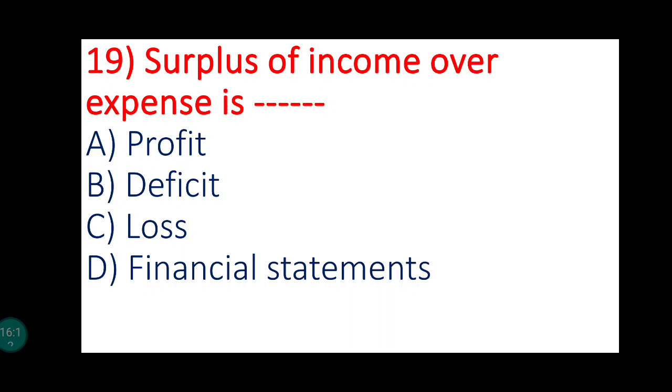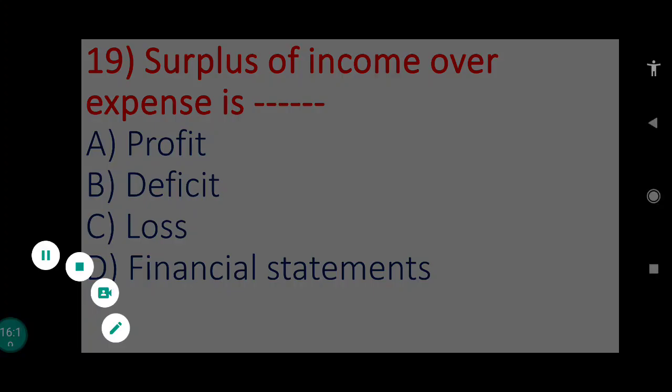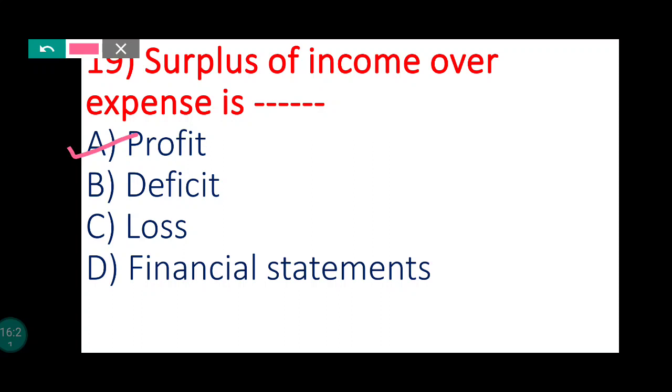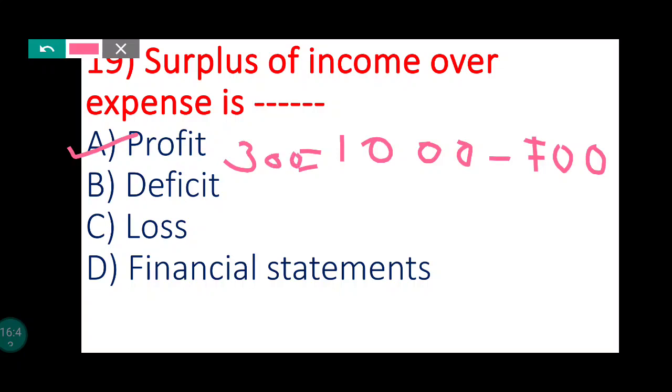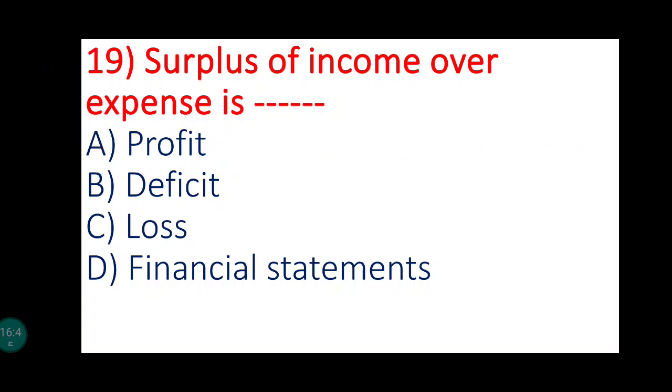Now next one, surplus of income over expenses. So what will be the answer? Answer will be profit, because profit means what? Excess of income over expenses. Like suppose income is 1000 and expenses is 700. So profit will be 300. So excess of income over expenses is profit.